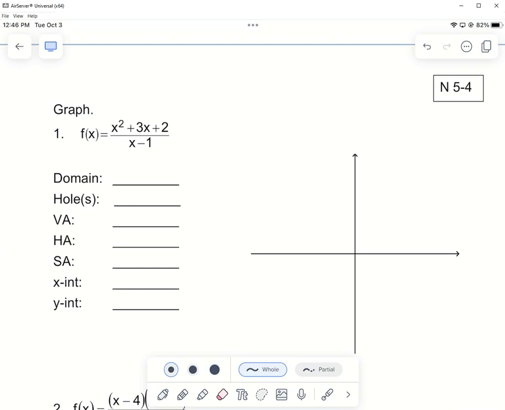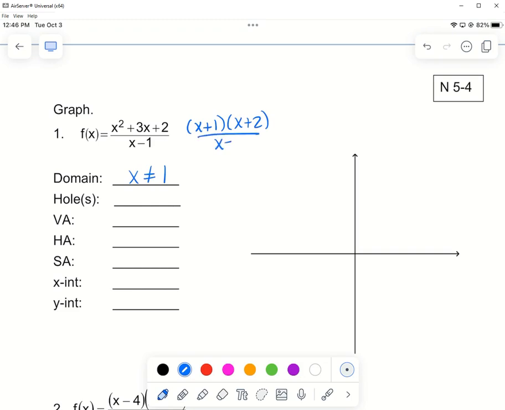So the first thing you probably have found is the domain. How do you find the domain? The denominator cannot be 0. So you can look at that and say that x can't be equal to 1. If you want to find other things, you probably do a factoring step. Again, some things you could maybe not factor, but I'm going to go ahead and get it factored there.